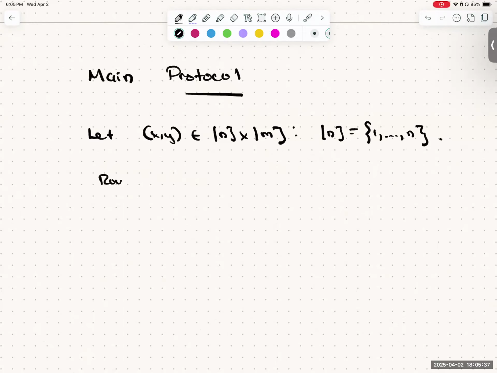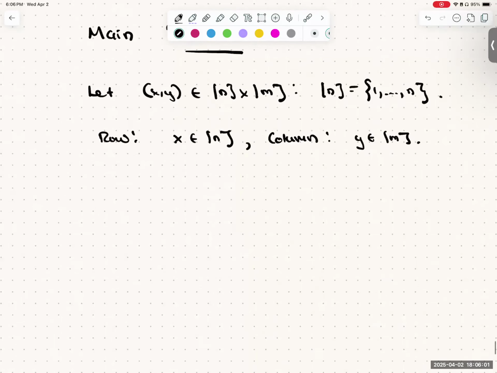So we have that the row is going to be X in N, and the column of the graph that I was talking about will be Y in M. I think I'm using slightly different terminology than the paper, but they call the rows in the picture the columns, which I find to be very confusing. So theta is a set that looks like this, k pi over 4, where k is in Z8.